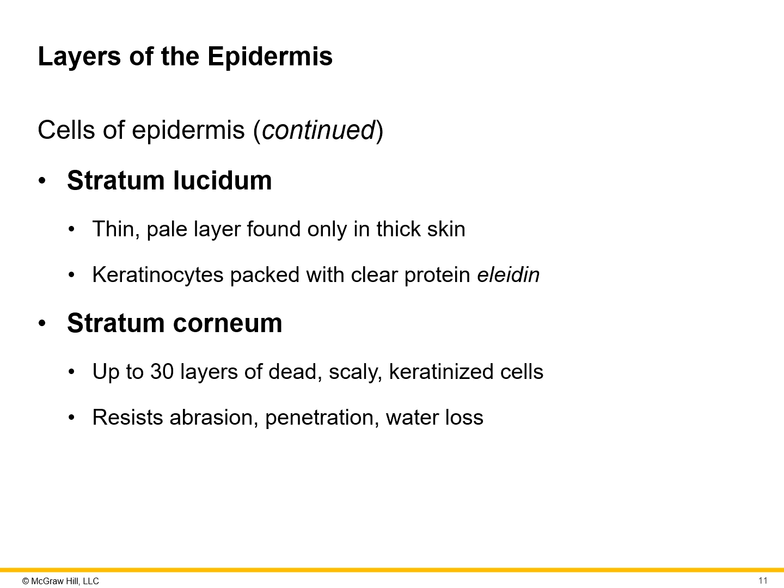In thick skin, we'll find a thin, pale layer called the stratum lucidum, where those keratinocytes are now packed with a clear protein called eleidin. And the stratum corneum is up to 30 layers of dead, scaly, keratinized cells. That's going to help resist abrasion, penetration, and prevent water loss. So we're going to remember those layers as big, stinky gorillas love corn.